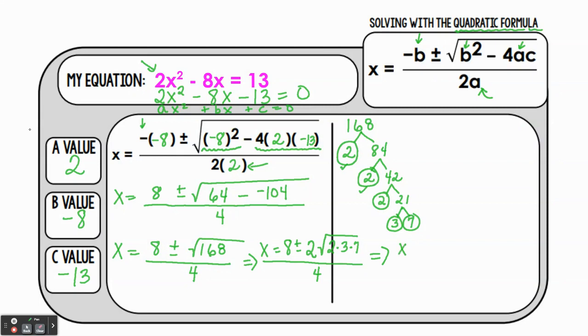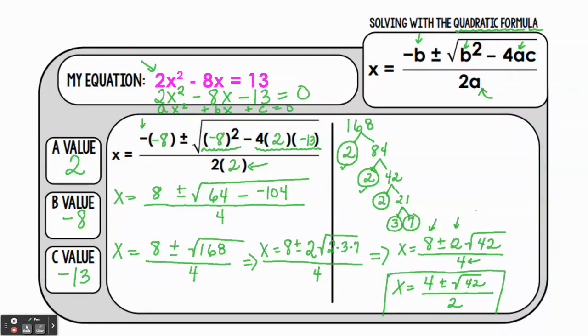Okay, so let's clean that up a bit. I've got 8 plus or minus that 2 on the outside. And then I've got 2 times 3 is 6, 6 times 7, 42. And then I've got to divide by 4. Notice the 8, the 2, and the 4 all on the outside of the square root are all divisible by 2. So I'm going to go ahead and divide them by 2. 8 divided by 2 is 4. 2 divided by 2 is 1, so I don't have to write that. I don't touch what's underneath the square root, and then 4 divided by 2 is 2. This is my final answer. I've simplified it as far as I can.